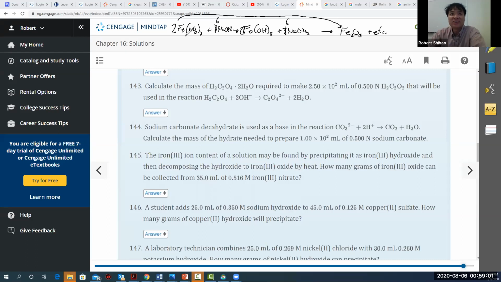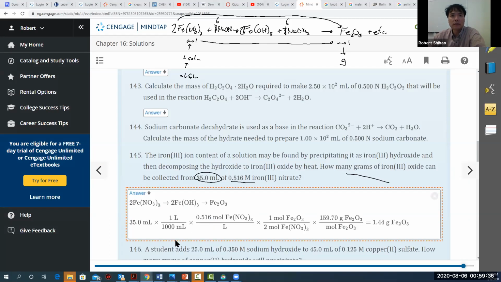And so what we're going to do is we're going to go from milliliters of solution. So we get milliliters of solution to liters of solution. And then we have the molarity. And so if we have the molarity, we can go from liters of solution to moles of iron 3 nitrate. And then from moles of iron 3 nitrate to moles of rust, iron oxide. And then from moles of rust to grams of rust here. So this is the stoichiometry set up here.